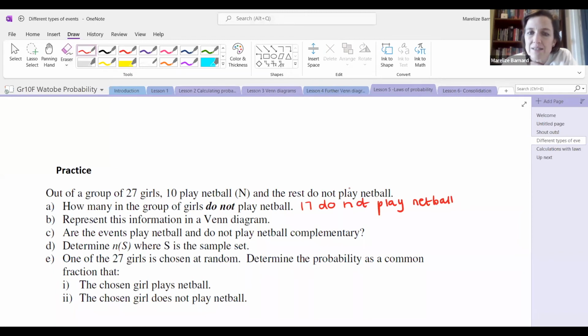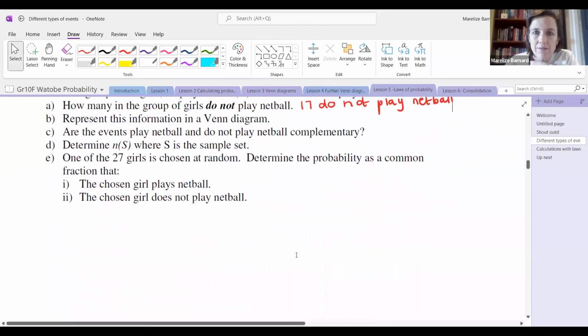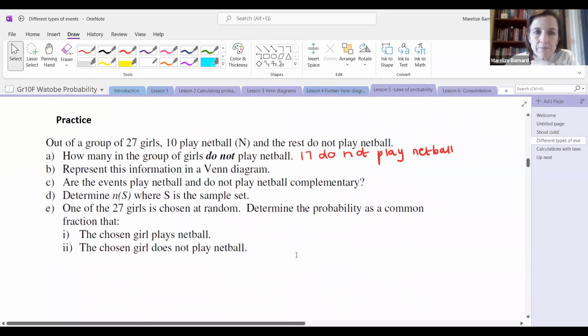Now, let's put this in a Venn diagram. I'm going to give you a minute to do that. Just make sure: playing netball and not playing netball, can those two things happen at the same time? Can you play netball and not play netball at the same time? No. Okay, so make sure you draw your Venn diagram without circles overlapping. Okay, do question B. You've got a minute to quickly do that.